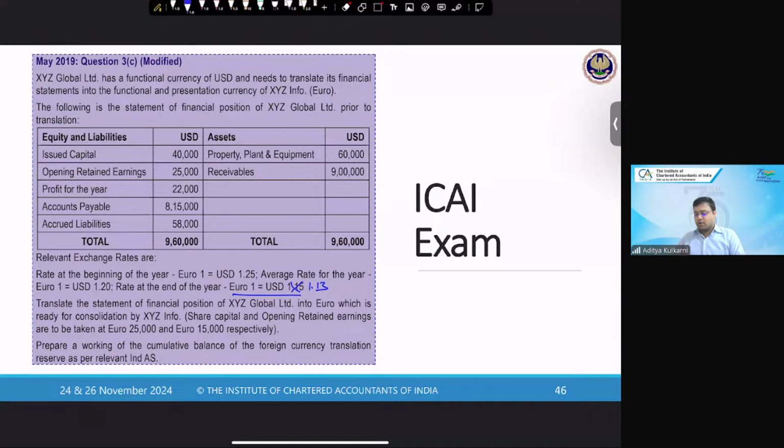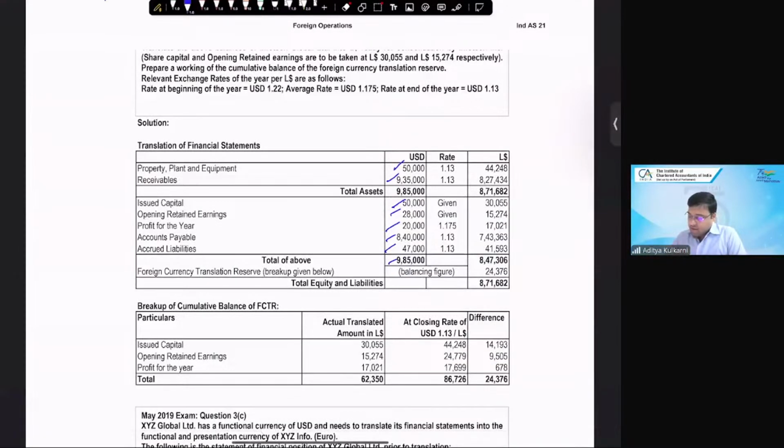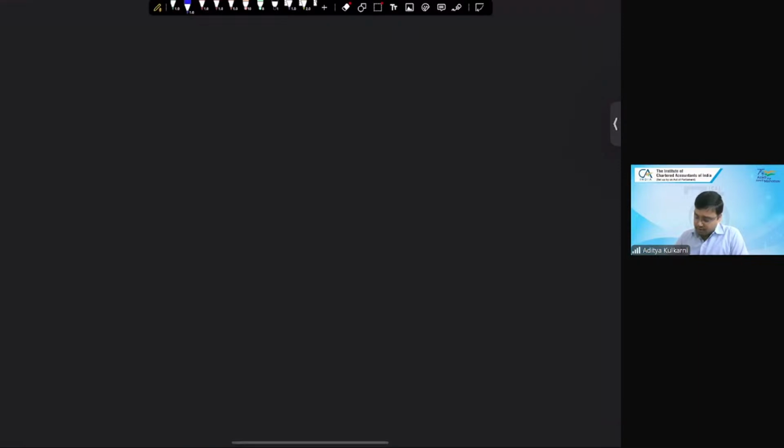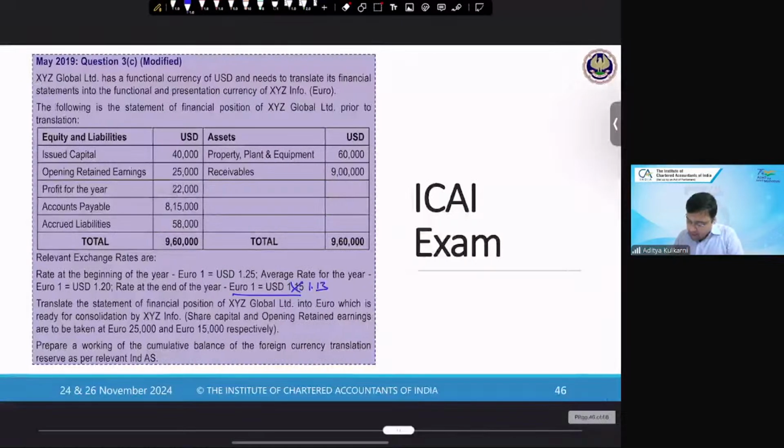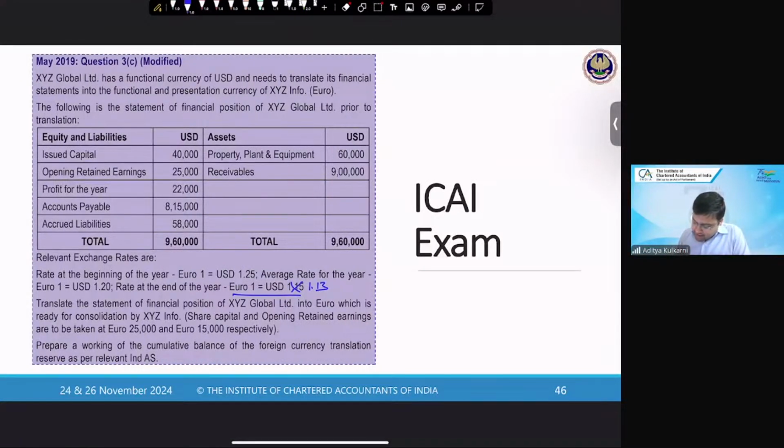Equals 1.13 USD. Okay, so now if I look at property, receivables, accounts payable, accrued liabilities, these are all my closing liabilities at the closing rate, and closing assets also. Then issued capital and opening retained earnings, have they given the split?